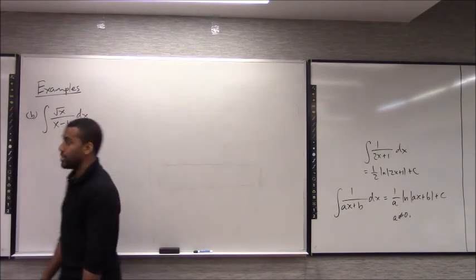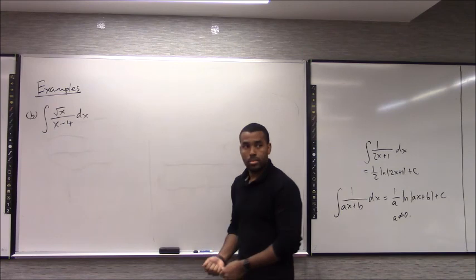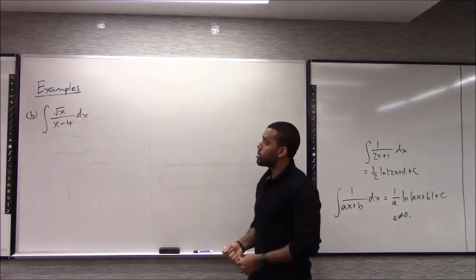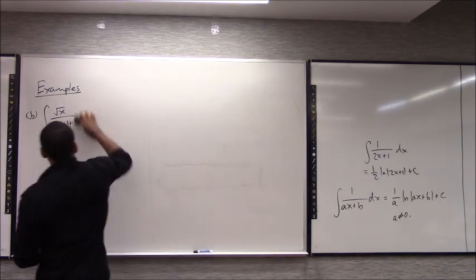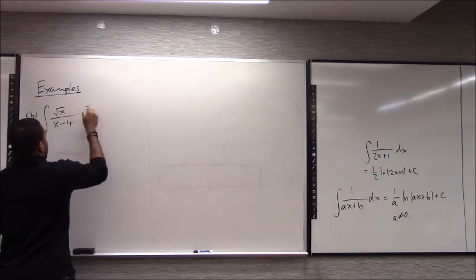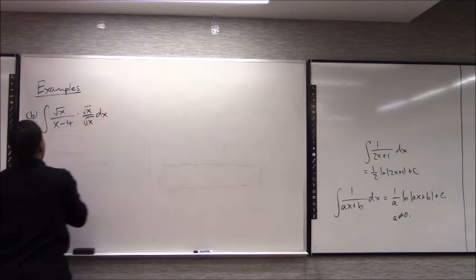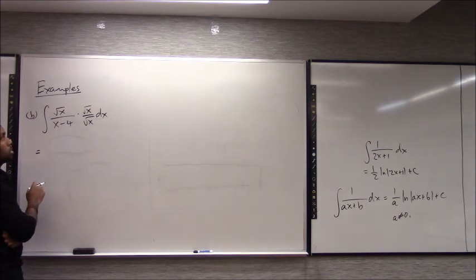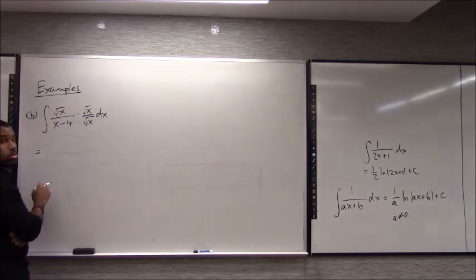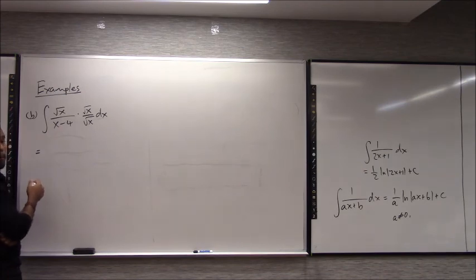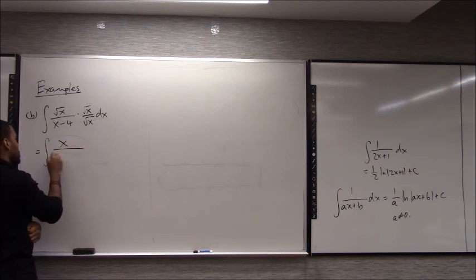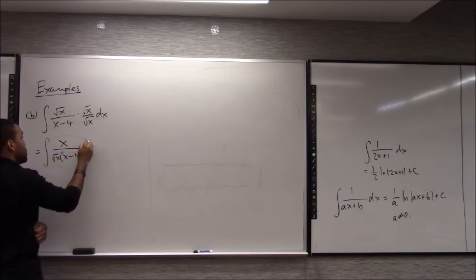Other ideas? Yeah? Times root of x both sides. Multiply and divide by radical x. Yes. Okay. How does that help? Wouldn't that make it harder? What did you do after that? I mean, that would be this. How do you deal with that?